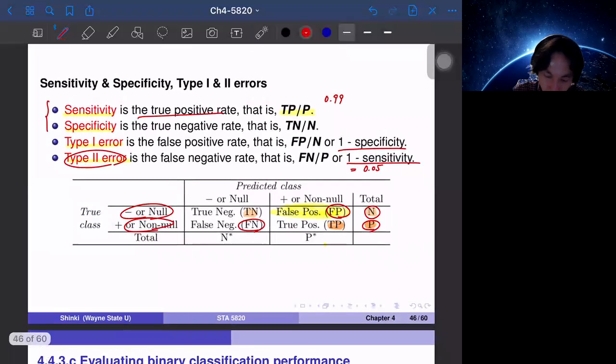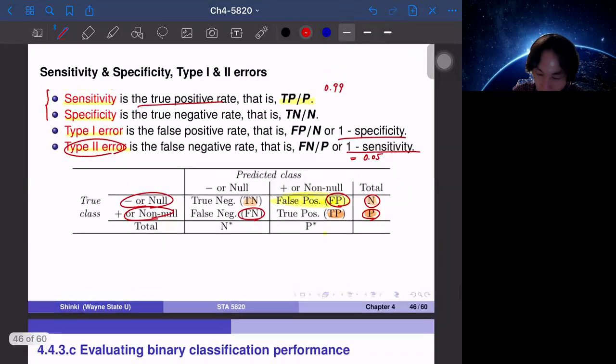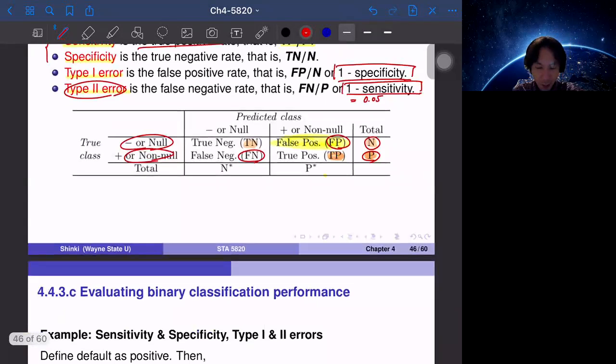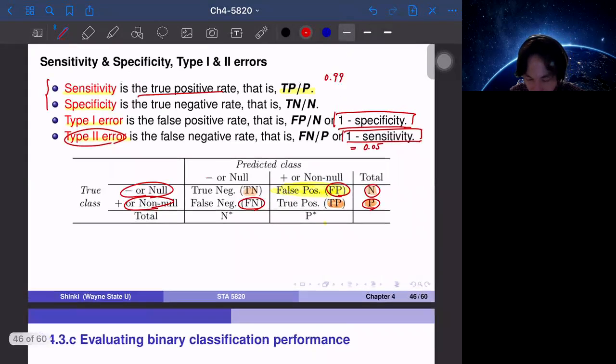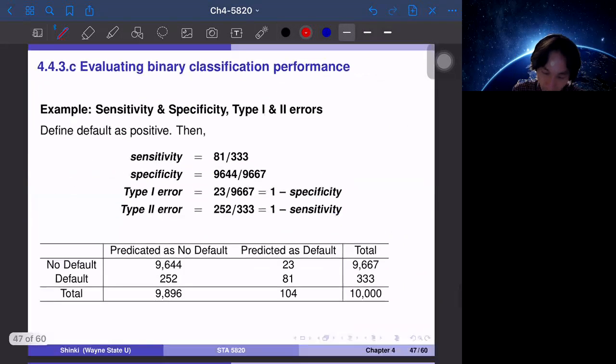But okay, so we defined these 4 quantities. Actually, we only have to define 2, because 1 minus sensitivity and 1 minus specificity become the type 2 error and the type 1 error. And some other quantities they define, such as TN over N asterisk or FP over P asterisk. Those are relatively new measures.